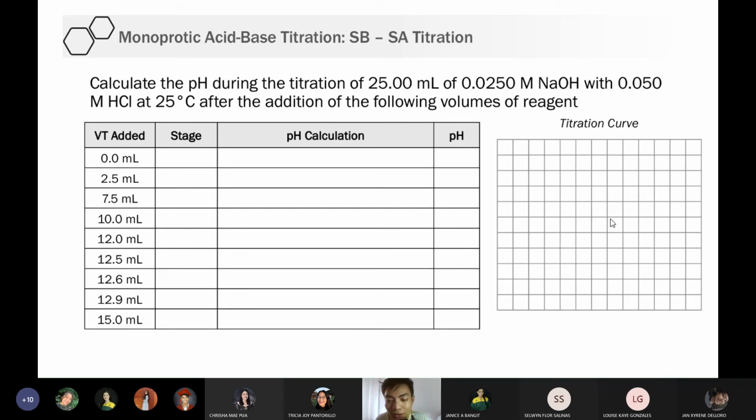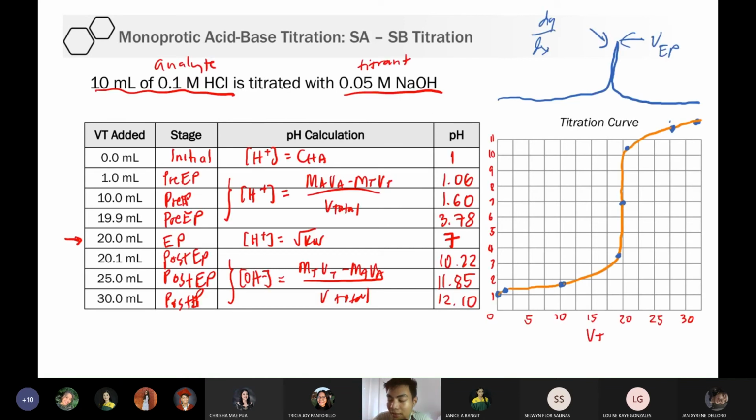Gawa kayo ng titration curve. So gusto kong ma-practice nyo rin to. So please do this activity na lang. Similar yan dito sa ginawa ko kanina. Ayan, 'di ba? Ganda ng curve natin, no? Kitang-kita mo talaga yung slowly increasing, then suddenly inflection point, then plateau. Sana ganito din magawa ninyo.